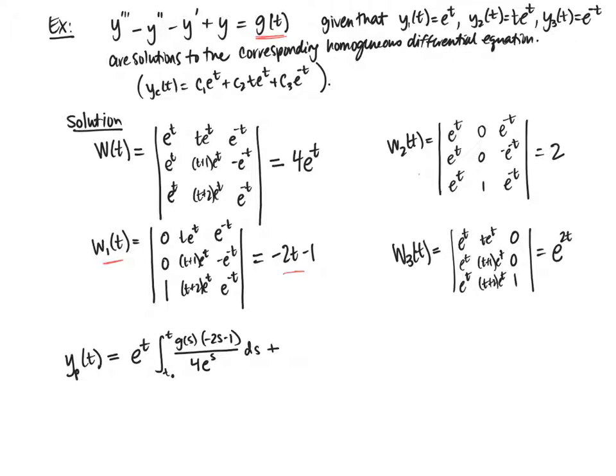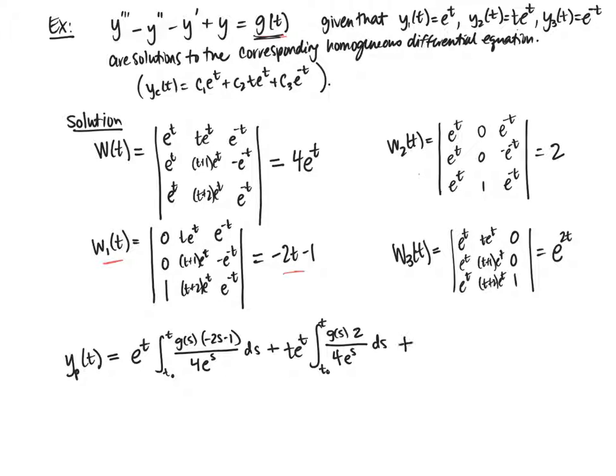Plus. Now I want to do my y2 of t, which is up here, so that's t e to the t, times the integral from t naught to t. If I were given a t naught, I could actually compute this integral. I have g of s, so whatever that g is, you'd plug in s to that, and then I'll have w2, which I computed to be 2, over the Wronskian, which was 4e to the s ds. If I knew what the g was, I could compute that.